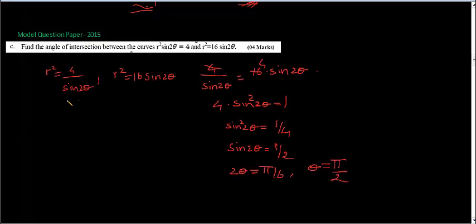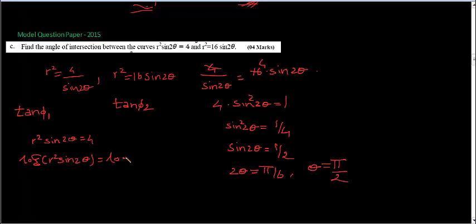We need to know the angle of intersection between these two curves. For this curve we need to find tan phi, as well as for this curve. Let us call this tan phi 1, and this tan phi 2. This curve is r squared sine 2 theta = 4. Let me take log on both sides. Let us apply log. This becomes log of r squared sine 2 theta = log 4.